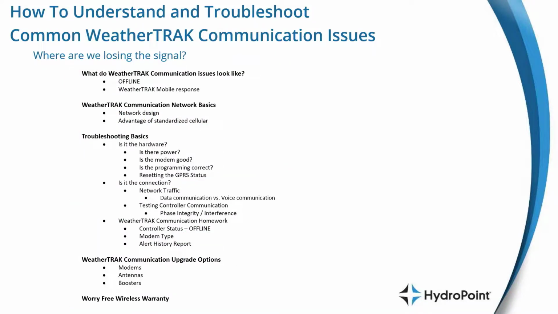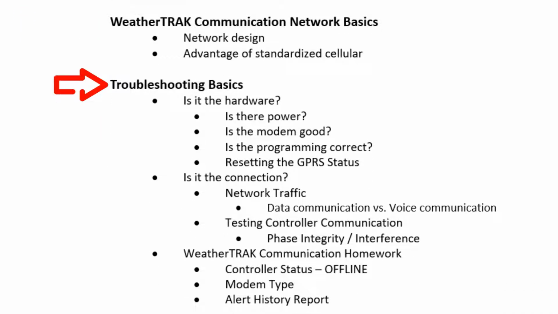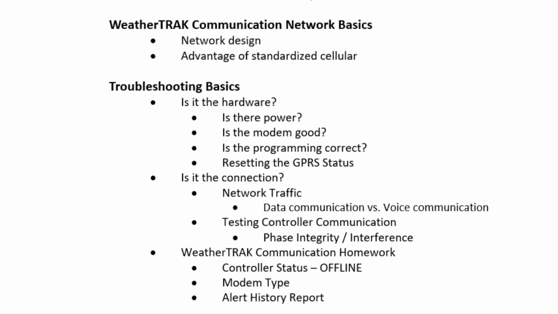In the first part, or first recording, we'll start by looking at what those common WeatherTrack communication issues look like, and how to identify if your controller has a communication issue that needs a response. Then we'll look at the basics of the WeatherTrack communication network so you understand the design of WeatherTrack communication and how a controller is supposed to communicate before we delve into the troubleshooting basics. And we'll finish up part one talking about some common ways to troubleshoot the WeatherTrack hardware to figure out if the hardware is at fault for your communication issues.